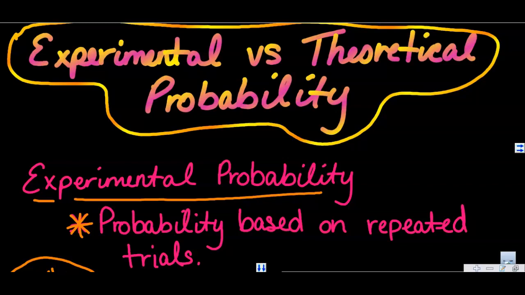Really, there are three main types of probability. However, in this video, we're only going to talk about experimental and theoretical probability, how they differ, how we can compare them, and how we can use them.